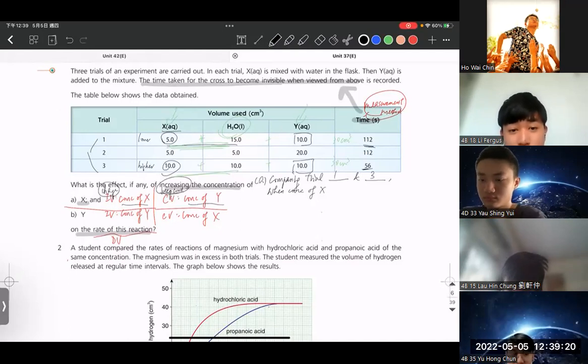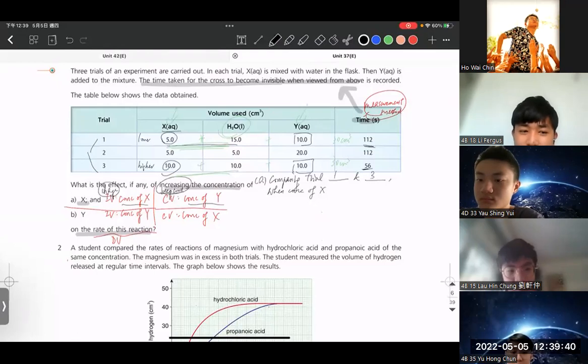When the X is added by 2 times of the trial one volume of X used in trial 1, the time change. Yeah, so conclusion, the question comes from a concentration and rate of reaction. Now, what you just mentioned is volume. How would you relate volume to concentration, first of all?